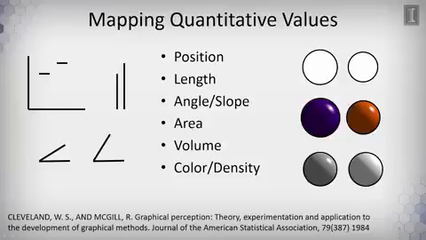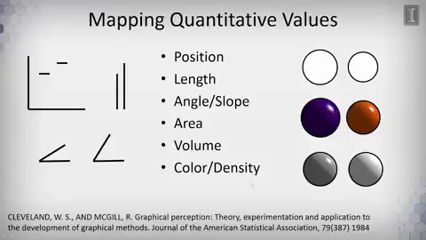You can also map data to area. And so the circle on the right is smaller than the circle on the left. It represents a smaller area. It's just a little harder to figure out how much smaller the circle on the right is than the circle on the left. And you can also map to volume. And so the sphere on the right represents a smaller volume than the sphere on the left, but it's even more difficult to figure out how much smaller the volume is here in the orange sphere on the right than it is for the blue sphere on the left.